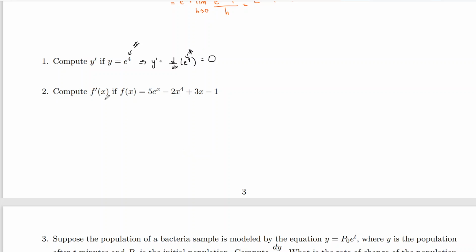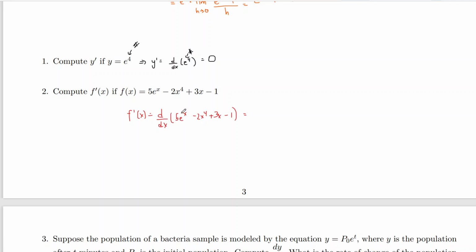The number 2 here says compute f prime of x if f of x equals 5e to the x minus 2x to the 4th plus 3x minus 1. Now we don't want to throw away all the other derivative rules and all the progress we made here. When we want to do the derivative, we do the derivative of this entire function. Let me go ahead and just write it down. It's already in a format where we're fine to go ahead and proceed because we don't have any multiplications or divisions. We know how to do the derivatives now of e to the x and powers of x.